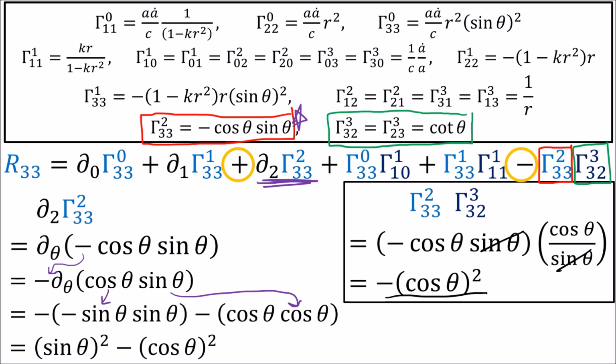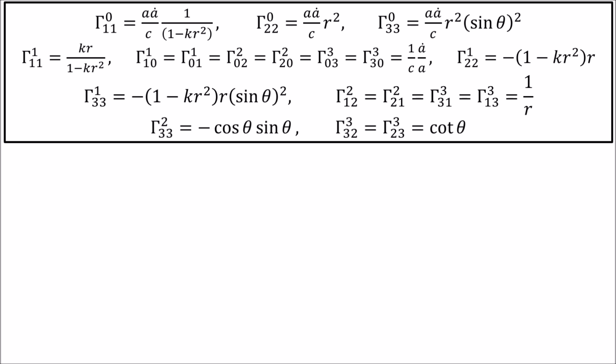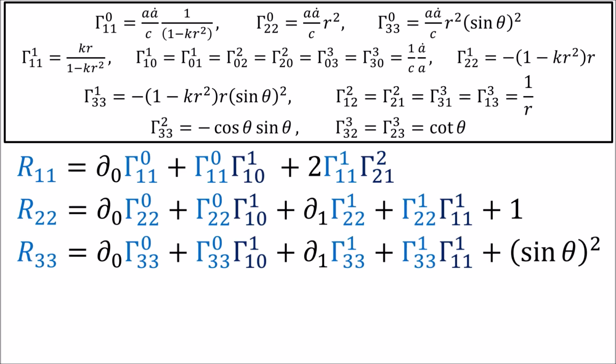Since these two terms have opposite sign, the cosines cancel, and we're left with sine squared. So this is the formula for R33. So we have formulas for R11, R22, and R33.